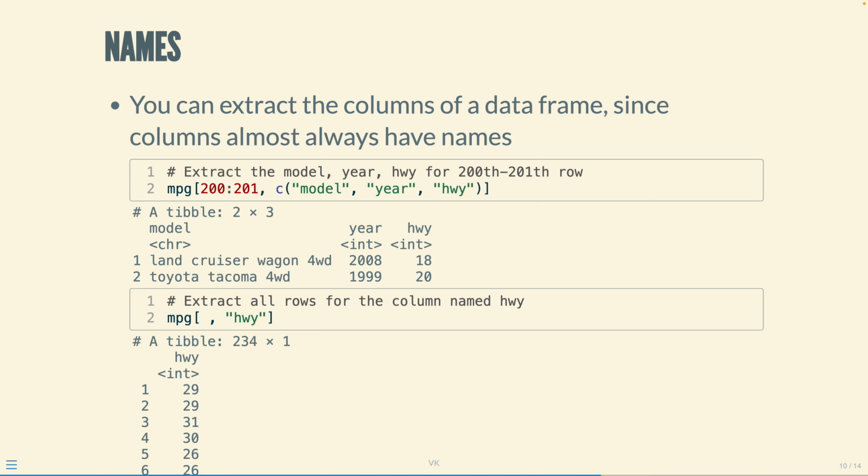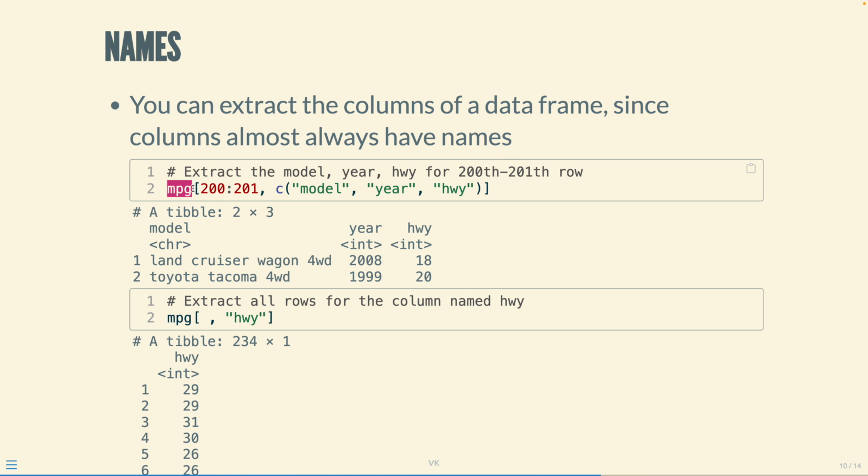And the final type of indexing that we can do is using the names of the columns themselves. So you can extract the columns of the data frame if we have names, and that is usually the case with almost every data set, that the columns in your data have some sort of a name. So let's say we wanted to extract the variables model, year, and highway. These are the columns we want to extract for the 200th to 201st row. I don't know why I made it so complicated, but anyway, how are we going to write this down?